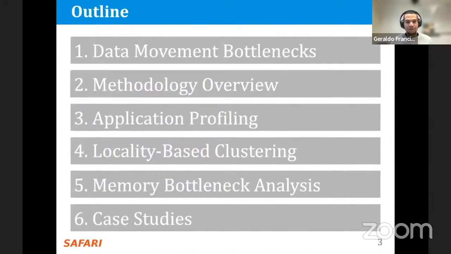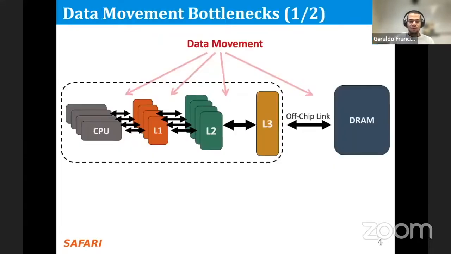So this is the outline for this talk. First, I'm going to briefly talk about data movement bottlenecks. Then I'm going to give a methodology overview, and then we are going to follow our methodology in 3 steps: application profiling, locality-based clustering, and memory bottleneck analysis. And finally, I'm going to present the case studies. So we start with data movement bottlenecks.